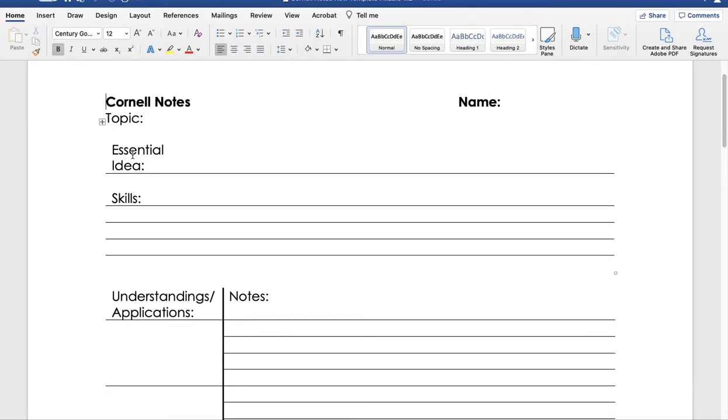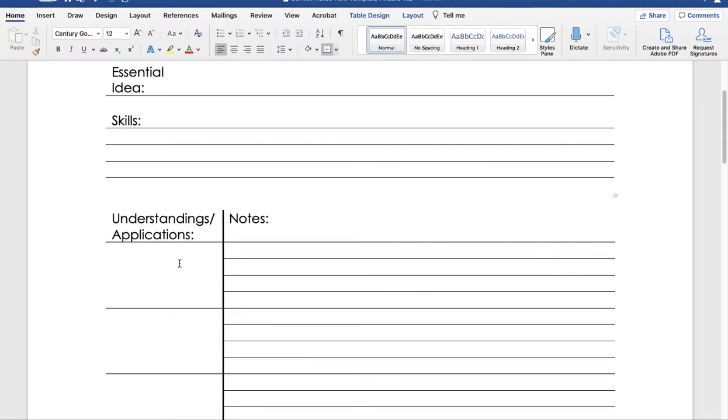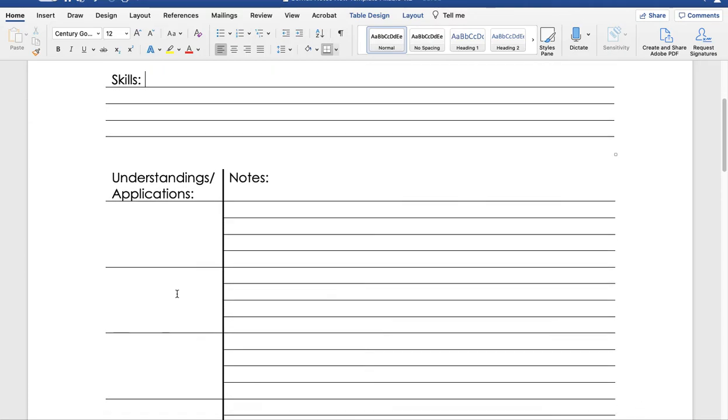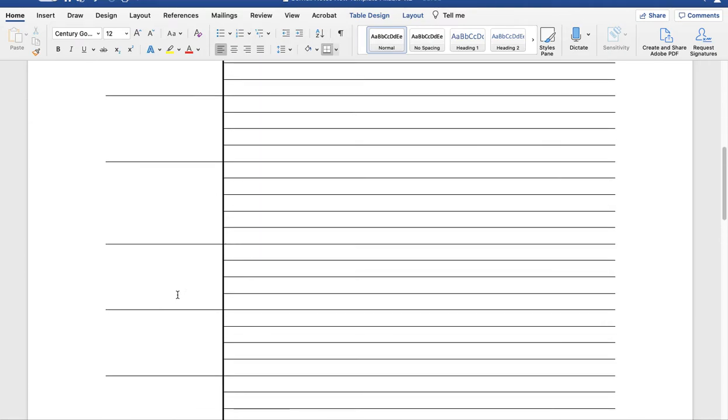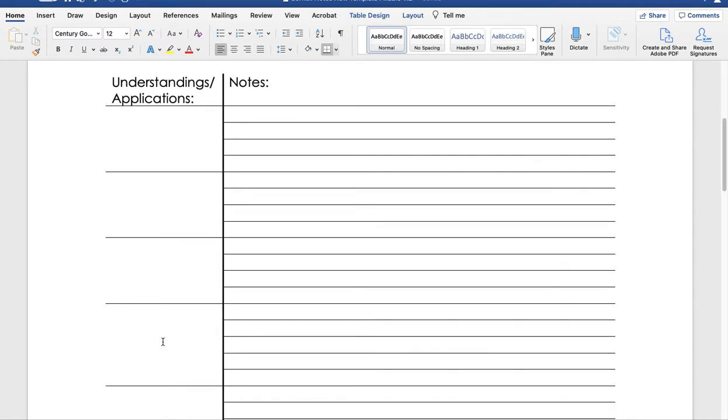So the new template looks like this. It has a place for you to write the essential idea, the skills, and your topic, and as you notice here, everything is fillable. So you can type your Cornell notes, even though I prefer you handwriting Cornell notes. It's just better for hand-eye brain coordination, but again, it's up to you. And then here I have different parts for understandings and applications. You can modify this and add as many understandings and applications as you want.